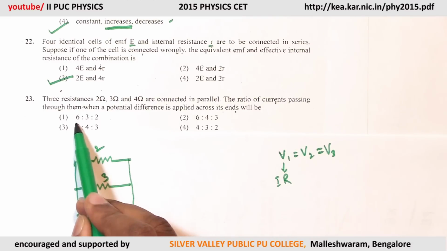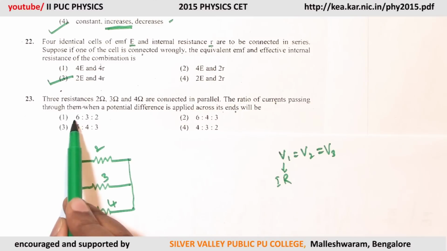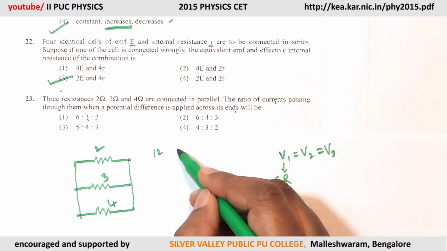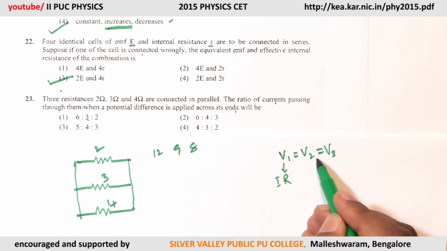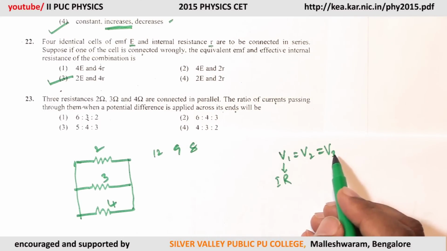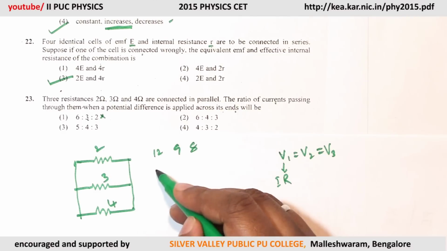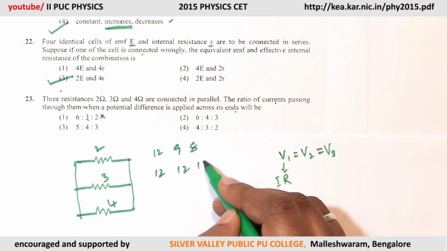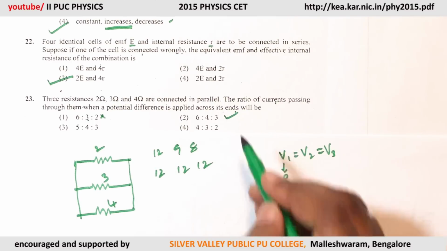Now, take the first. This is the induction method. Induction method means from options to the answer. We are going from options to answer. 6 into 2 is 12. 3 into 3, 9. 2 into 4, 8. These are not equal. We should get V1 equals V2 equals V3. So this is not the answer. Consider the second option. 6 into 3, 12. 4 into 3, 12. 3 into 4, 12. All the values are equal. This could be the answer.